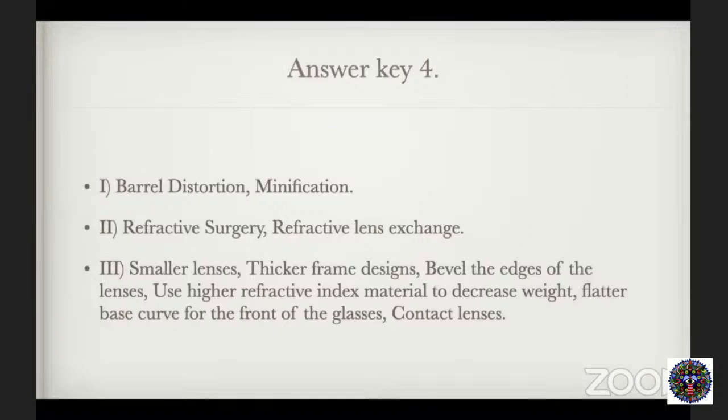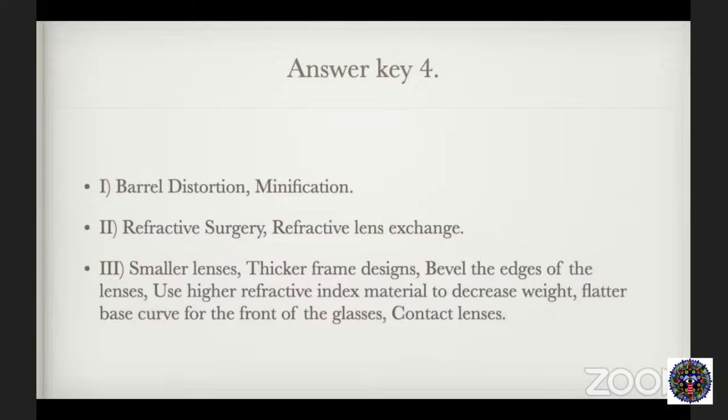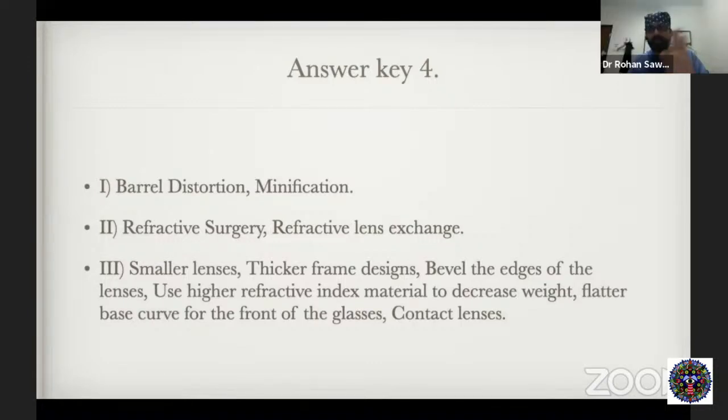So can you explain the concept of flatter base curve? The flatter base curve again is at the front surface, because that becomes the refracting surface, because the light changes from air to glass. And when you have a flatter base curve, there is less distortion, because that becomes the main refracting surface. So if you have a steeper base curve, there will be more distortion around the edges of the glasses. If you have a flatter base curve at the front of the glass, they will have lesser distortion. So that's the idea behind having a flatter base curve at the front of the glass. Okay.